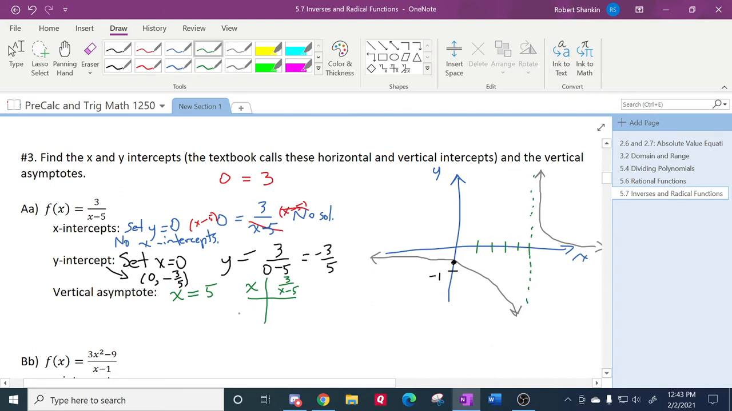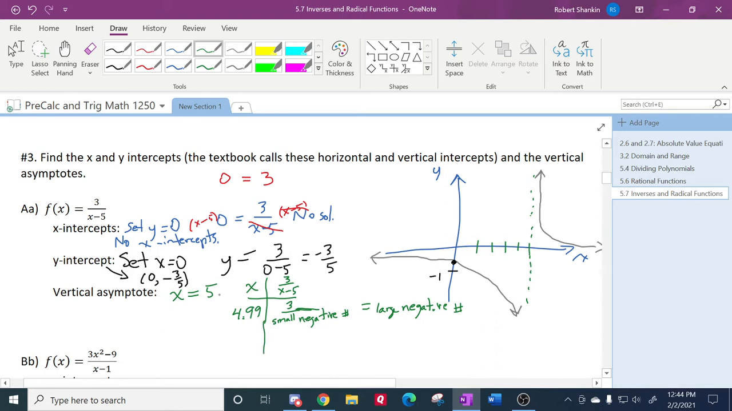If you are at 4.99, you're going to get 3 divided by a small negative number. And the key thing is it's negative. So you're going to get a large negative number. That's why at 4.99, just to the left of 5, it is going way down to negative infinity.